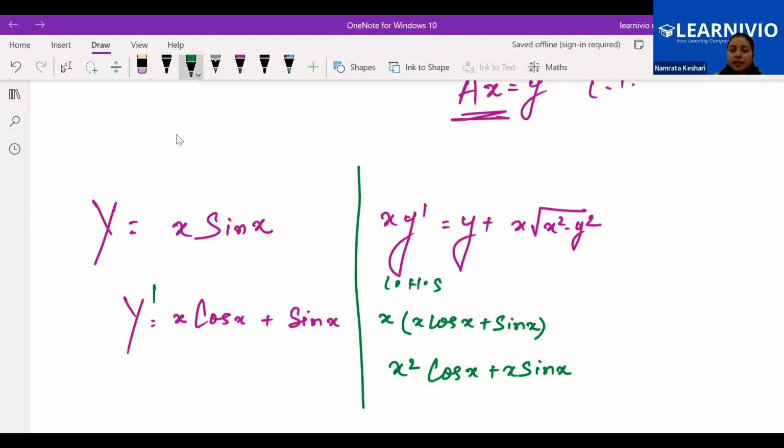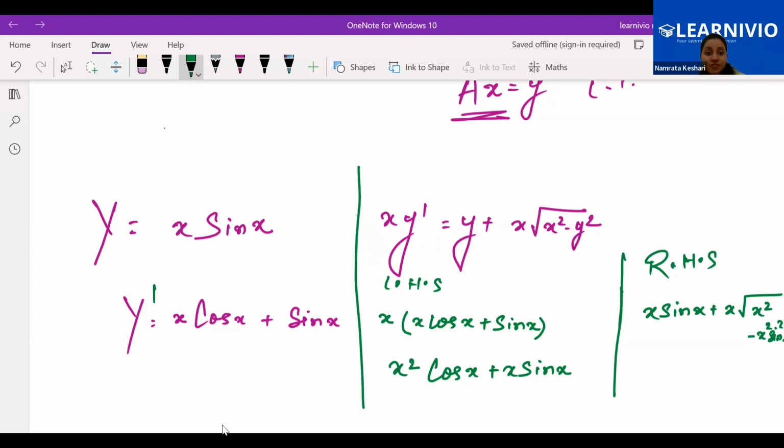Let's do the right hand side as well. That is y plus y is x sin x plus x under root x square minus y square. X square is okay, but y square is x sin x, that means minus x square sin square x. Right, Murtaza? Yes, ma'am. Let's continue.